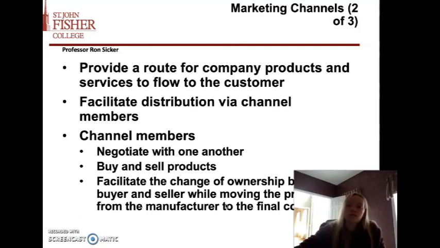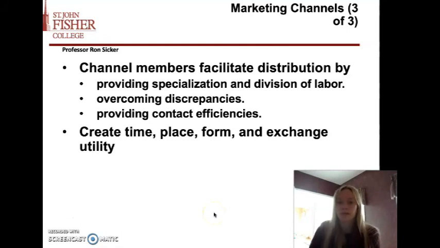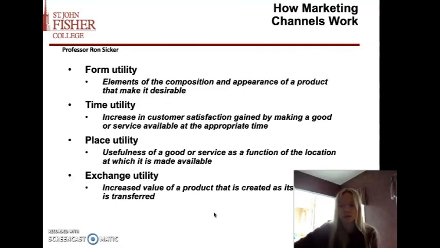So they negotiate with each other, buy and sell products, and facilitate the change of ownership between the buyer and seller while moving the product from the manufacturer to the final consumer. So all of the members of the marketing channel facilitate the distribution by having specialization and division of labor to best perform each of the tasks that are required. And they can provide a lot of contact efficiencies by having great communication with one another, and they create time, place, form, and exchange utility, which I will get into on this slide.